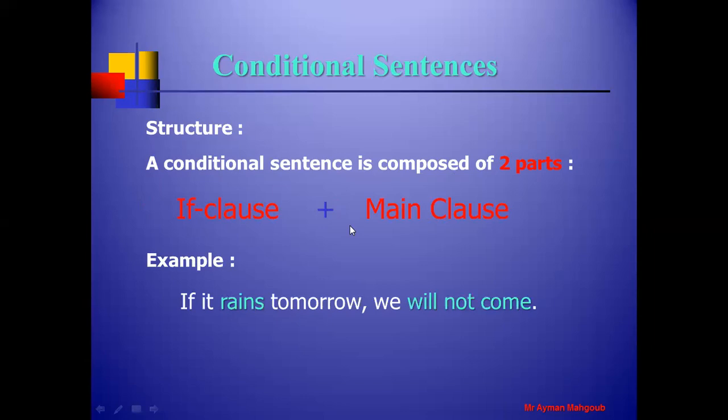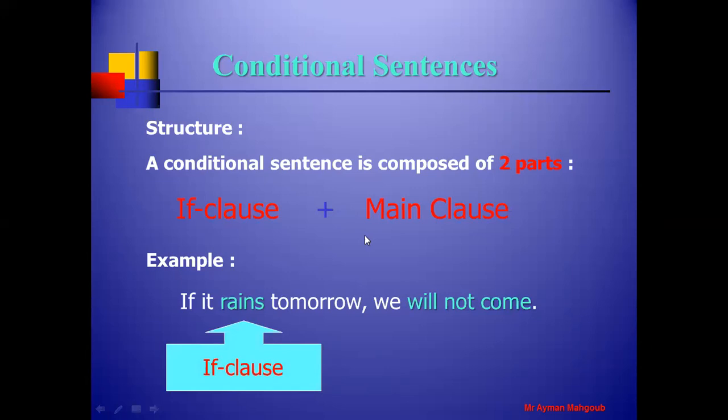For example, if it rains tomorrow, we will not come. If it rains tomorrow, this is the condition. And the condition comes after if. So it's the if clause. Will not come is the main clause, okay?